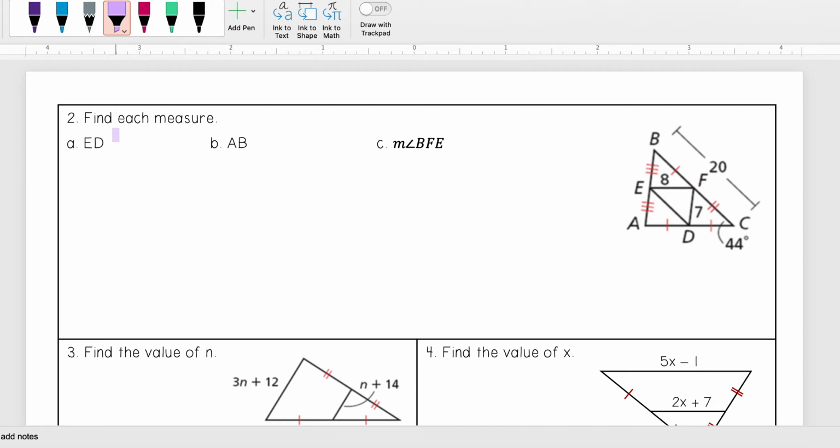Okay, let's try some more. So first I want to find the length of ED. I know that ED is going to be half the length of the side opposite of it, and that's because this is a midsegment. So ED is going to be half of BC. Well, BC is length 20, so it's going to be half of 20. Therefore, ED is equal to 10.